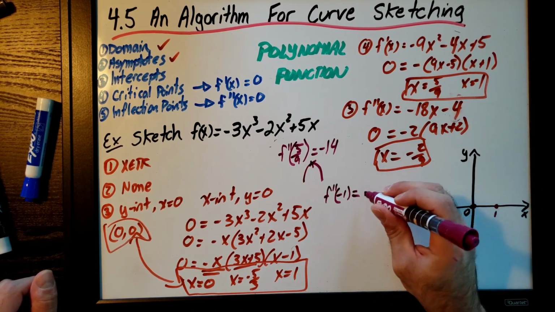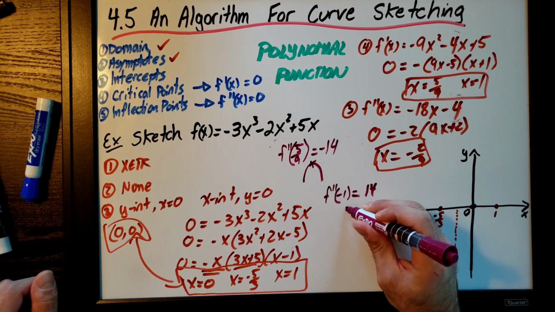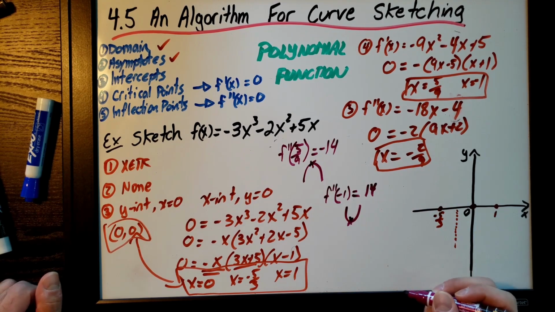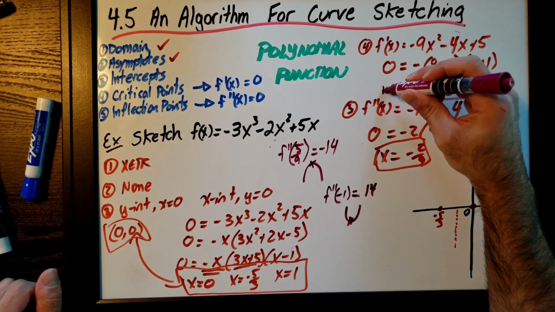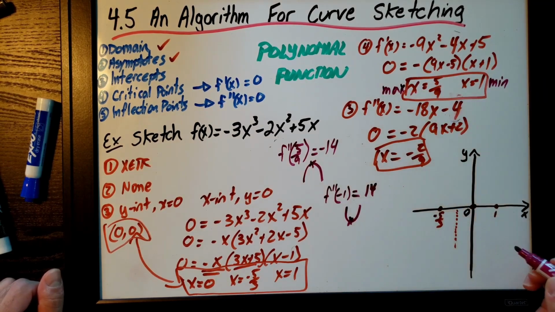I'm going to plug in negative 1. I'm going to get positive 14. This opens up. Therefore, it's a minimum. So I know that this is my minimum and this is my maximum. Okay, and we can figure out what those are.